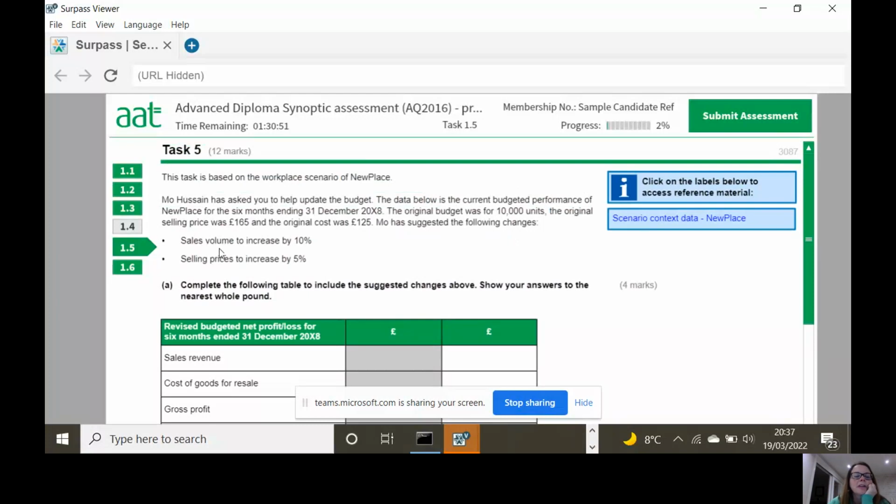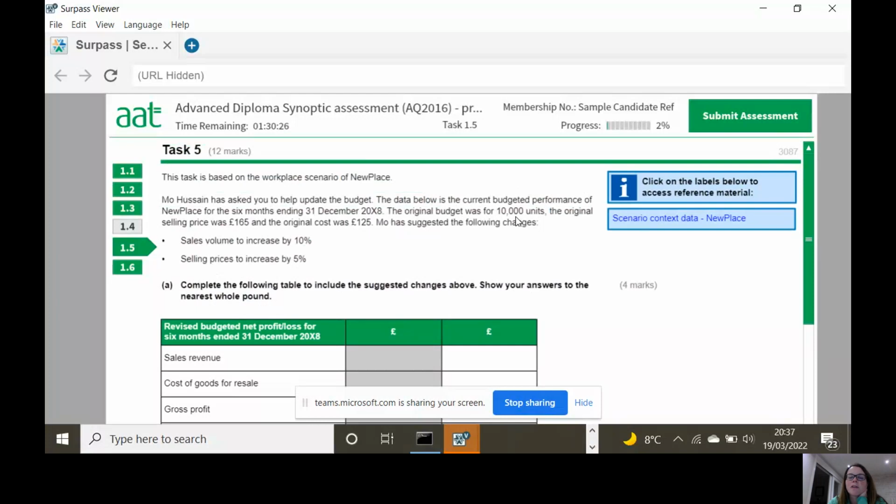Mo has suggested the following changes. Sales volume up by 10%, prices up by 5%. It's interesting. Usually when you sell more, you have to put the price down, but they're both going up. Complete the following table to include the suggested changes. Show your answers to the nearest whole pound.